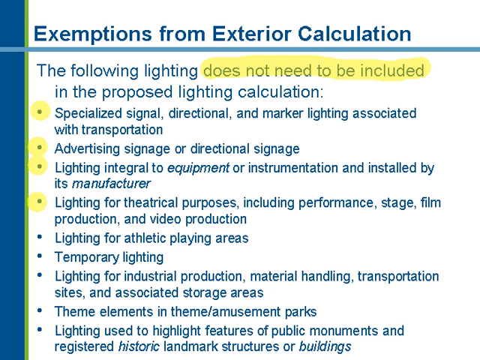If you have any outdoor theatrical purposes, performance, stage, film production, video production going on, the lighting that's specifically for those functions does not have to be counted. Now, if it's general lighting for the area, that would have to be counted. It would only be the lighting that's activated specifically for those purposes that would be exempted. If you have any lighting for an athletic playing area, the playing field lighting itself would also be exempted. If you have any temporary lighting, of course, it's not going to be there permanently. It does not have to be included.